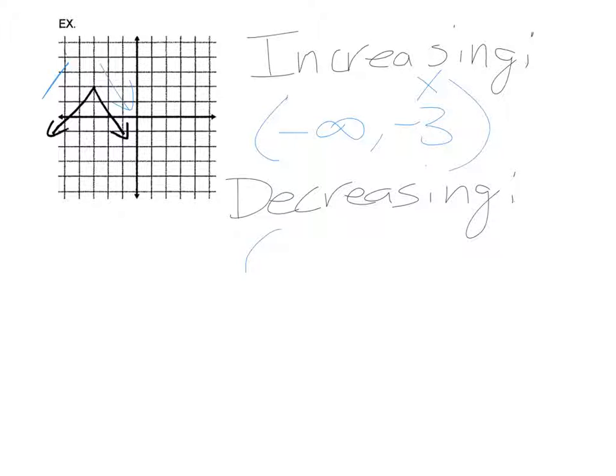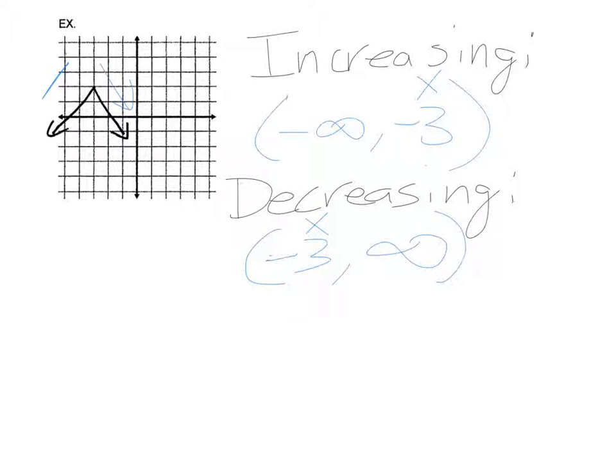Decreasing, it starts decreasing at the top of the hill where x is -3. And it continues decreasing forever to the right, which is infinity. So again, x values from -3 to infinity.